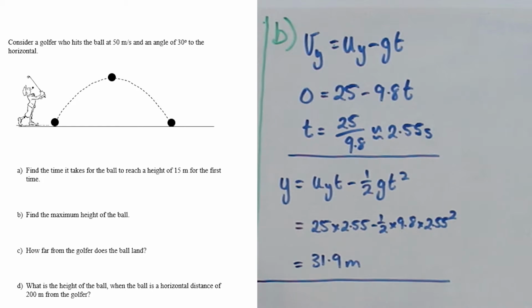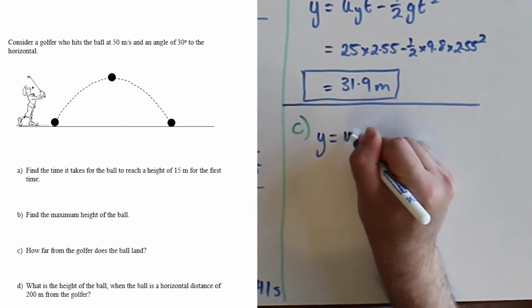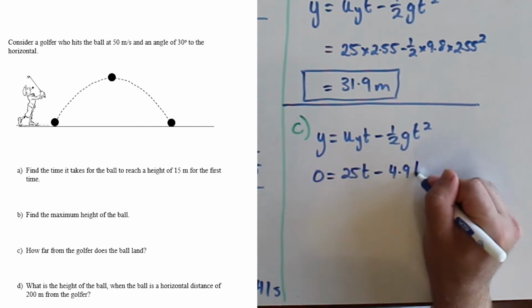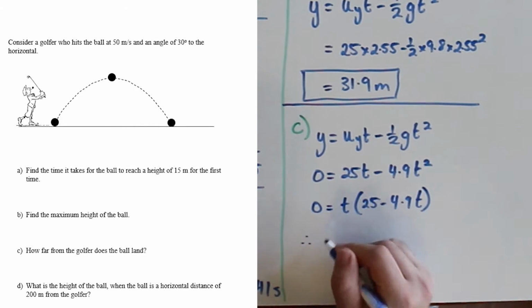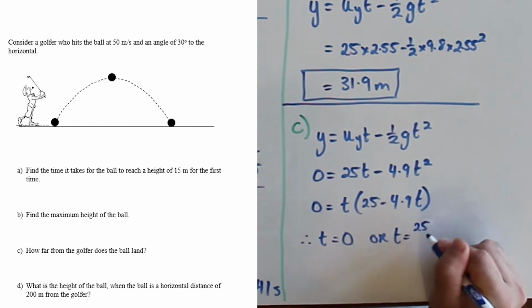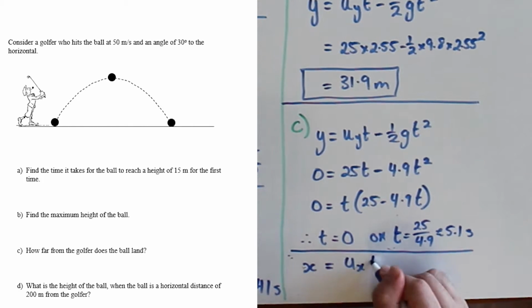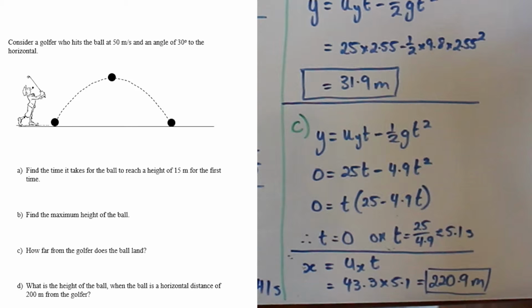meters. Now the third question asks us to find how far from the golfer the ball lands. Okay, so the vertical position when the ball lands is equal to 0, so we can use the vertical position formula to solve for the time. This is a bit easier to solve because we can take out a common factor of t. We still get 2 answers, t equals 0 or t equals 25 on 4.9, which is about 5.1 seconds. Then we can use the horizontal position formula, sub in 5.1 seconds, and we get 220.9 meters.